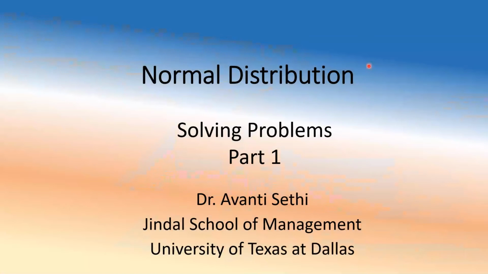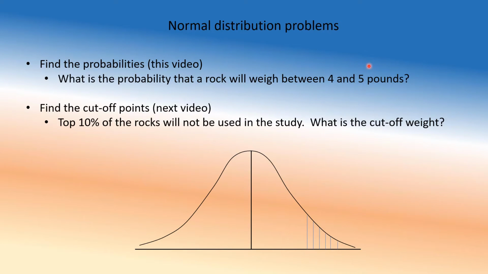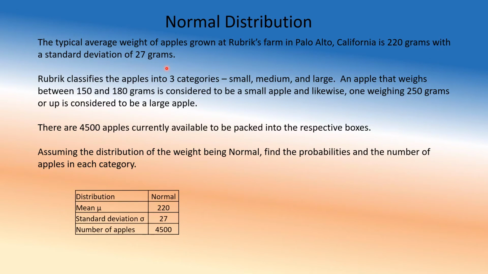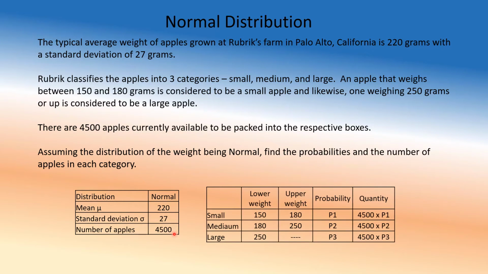In the last video, we discussed the basics of normal distribution and also continuous distribution. In this video, we're going to focus on solving problems. So here's a problem. Basically what it says is that a company, a farm, has apples and the mean weight is 220, sigma is 27, and they got 4,500 apples to process. And here are the things.